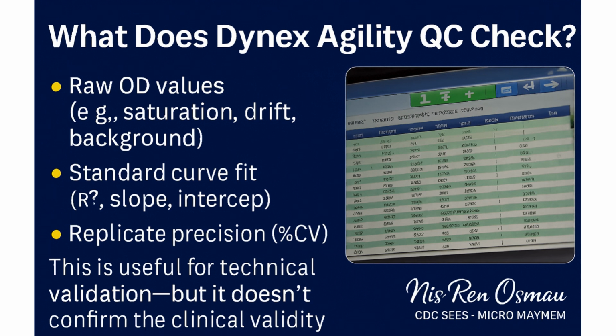Okay, in slide 12, what are the Dynex Agility QC checks? As we saw before, we talked about QIAGEN QC. Now we will see the Dynex, or machine, QC checks. Dynex Agility checks raw OD, curve fit, and replicate precision. These are technical validations only, but they do not confirm clinical accuracy. That is where external QC comes in, okay?